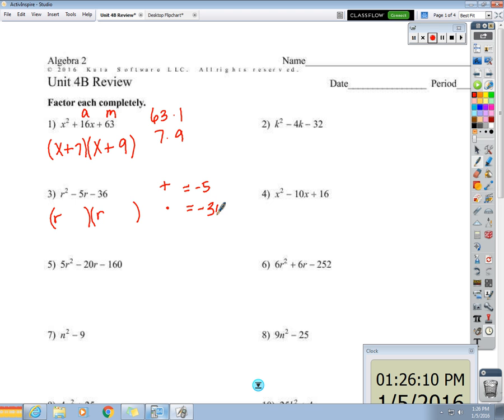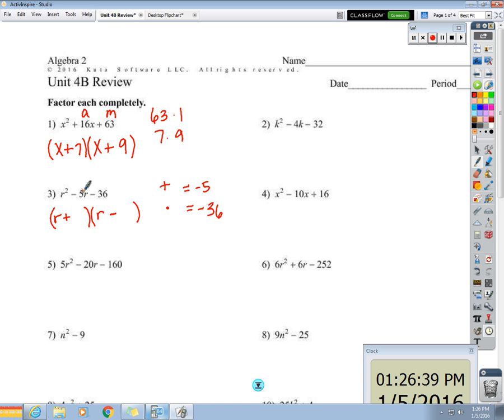Okay, well, whenever you're multiplying and you get a negative answer, what do you know about your signs? They have to be opposite. Because think about it. If you had a positive times a positive, that would give you a positive. If you had a negative times a negative, that would give you a positive. So to get a negative, you have to have opposite signs. Now, what are some numbers that multiply to 36?